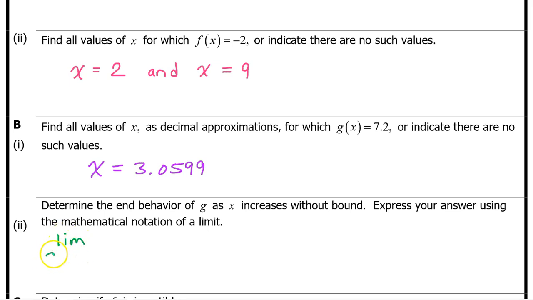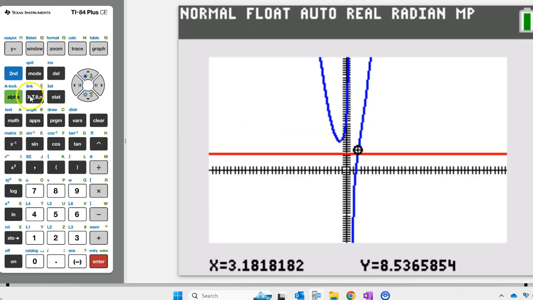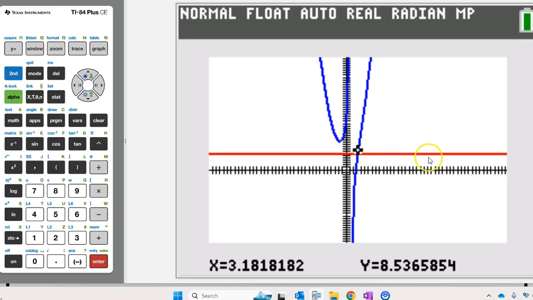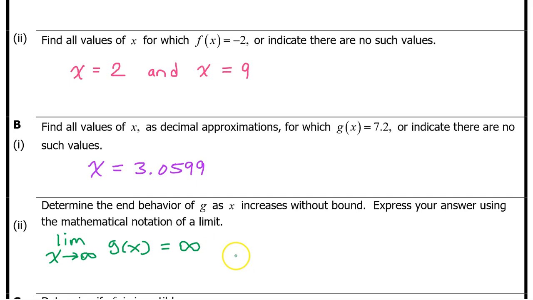The limit as x approaches infinity of g of x. Make sure you use the correct name. So let's look at what happens to the output values as the input values increase without bound. As we move to the right along the graph, the y values increase without bound. So as x approaches infinity, g of x approaches infinity. That's it for B part 2.